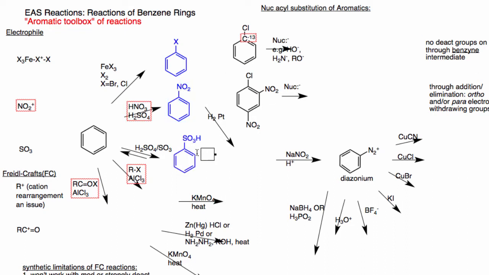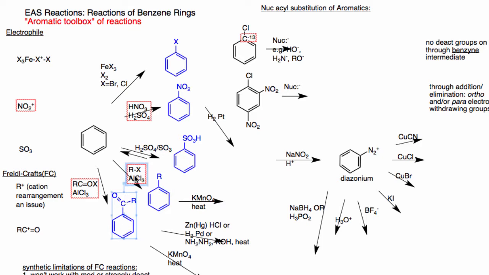benzene ring. If we use fuming sulfuric acid, that's sulfuric acid with excess SO3, we put the hydrogen sulfate group onto the benzene ring. And if we use an alkyl halide or an acyl halide in the presence of aluminum trichloride, we can put an alkyl group or an acyl group onto the benzene ring. These last two reactions are called Friedel-Crafts reactions.